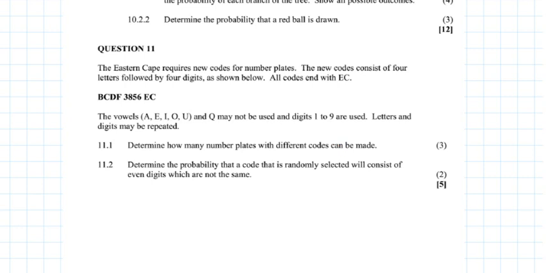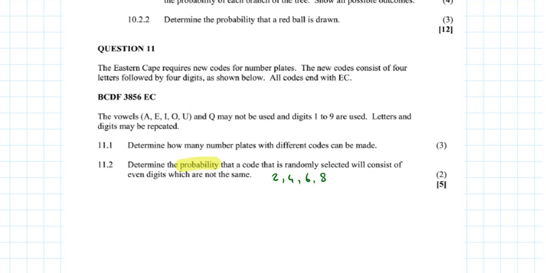Now 11.2, provide that code randomly selected will consist of even digits which are not the same. Okay, so first it is asked the probability, so we must divide that answer with our previous value. So we must find number of ways that can happen. So even digits, which are not the same. So what are the possible even digits, by the way? So we must use 2, 4, 6, 8.